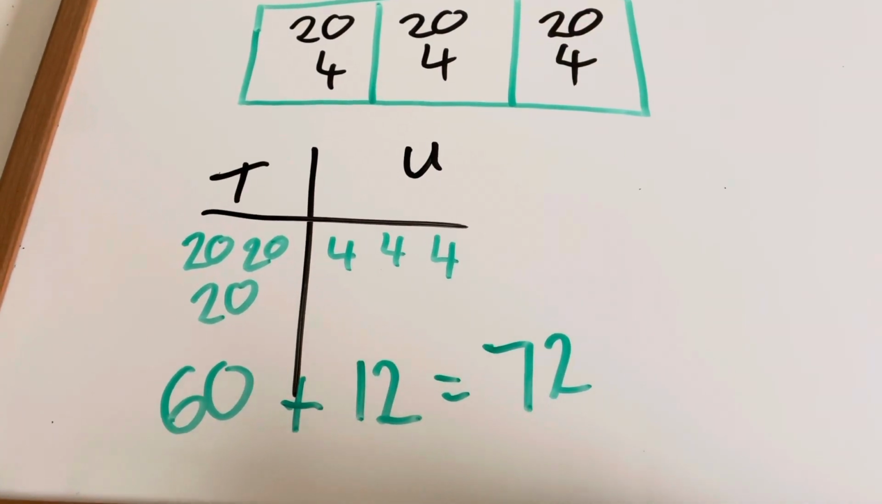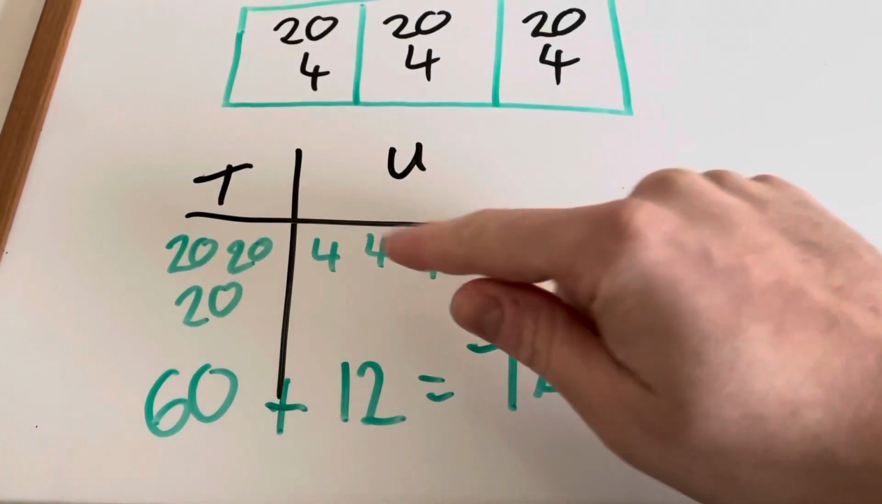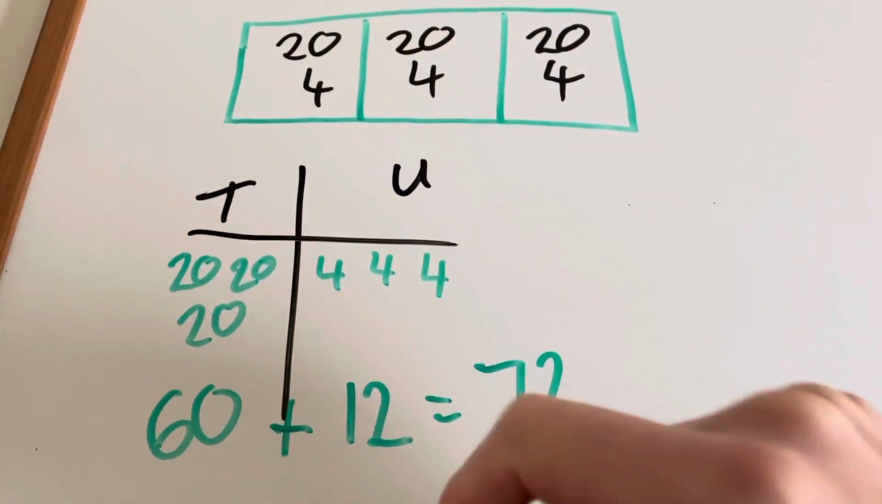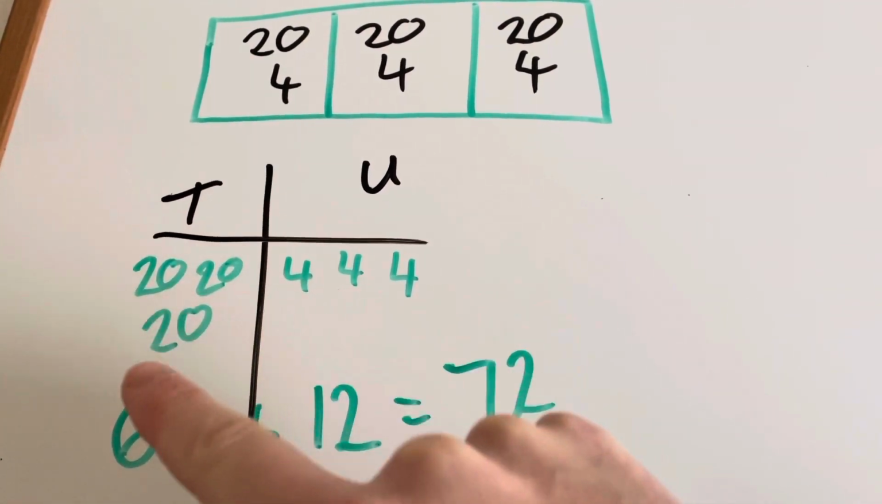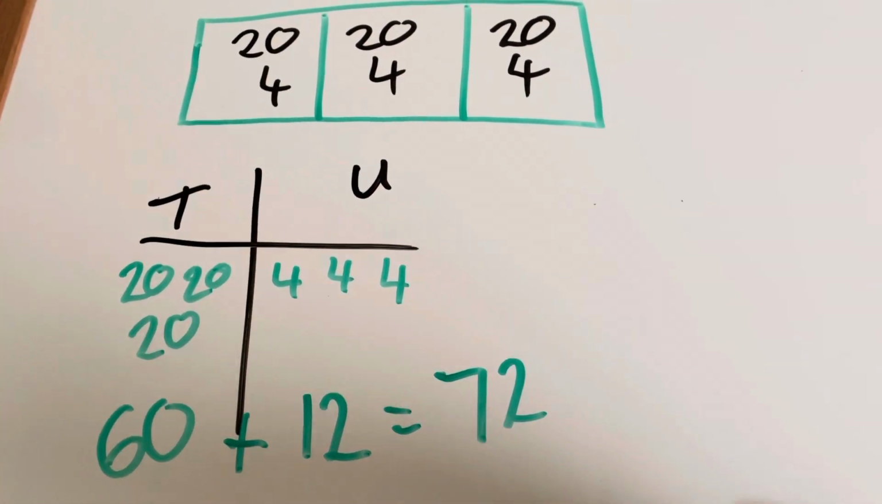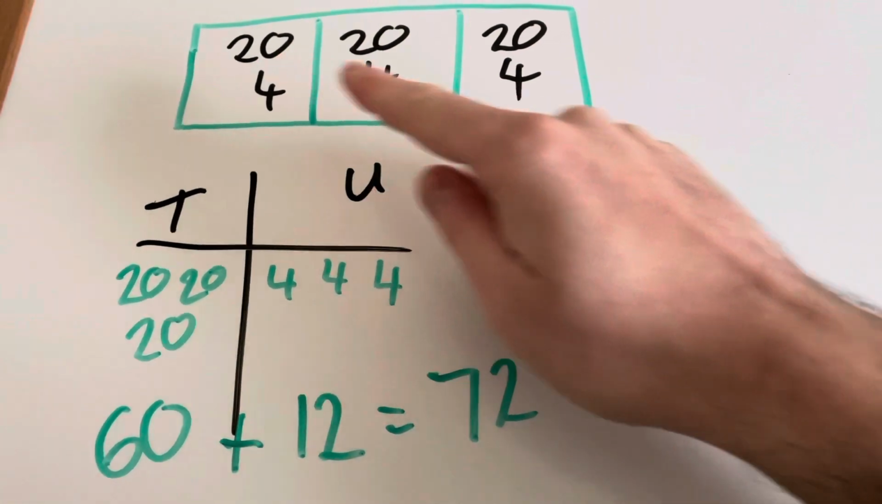I hope you can see that I have now done this. I've taken my 4s down into my units and I've taken my 10s down into there. I've added them up. 4, 8, 12, 20, 40, 60. 60 add 12 is 72. So that tells me how many 3 groups of 24 are.